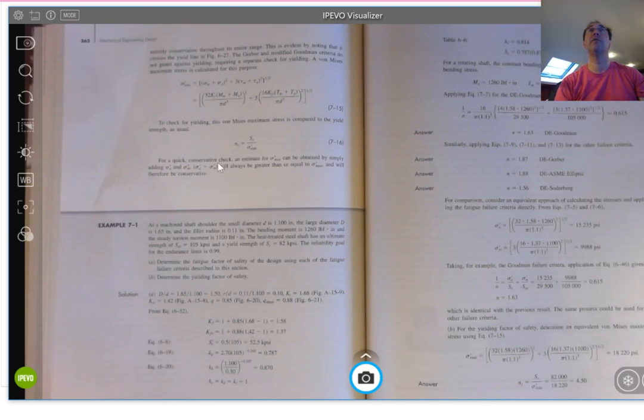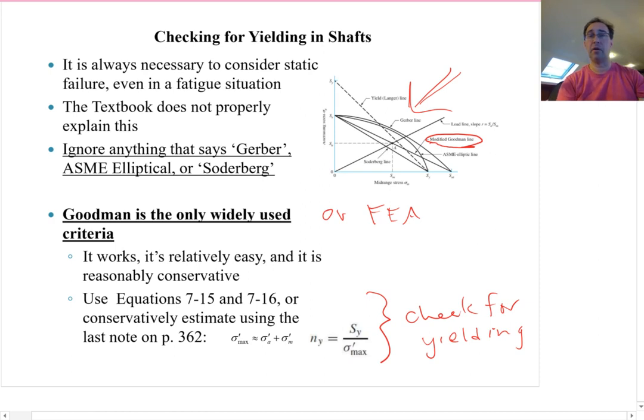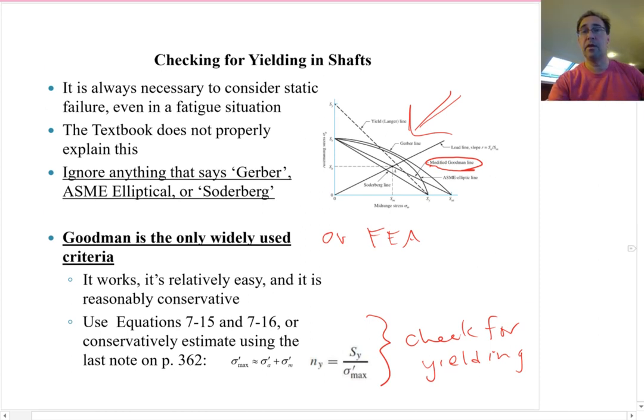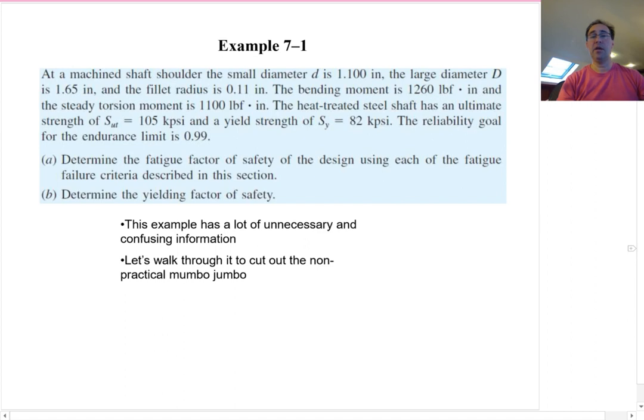This last note right here, this is a quick conservative check where sigma max prime is simply sigma a prime plus sigma m prime, and that'll always give you a conservative estimate, and it's a lot simpler than equation 7-15. And this is all, again, a check for yielding, okay? All right, so we can dispense with that slide. This gets us into example 7.1, which is just previously shown on the document camera.